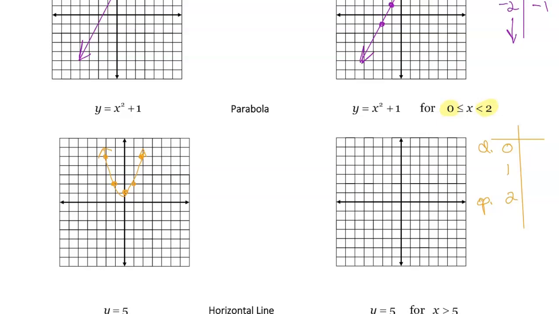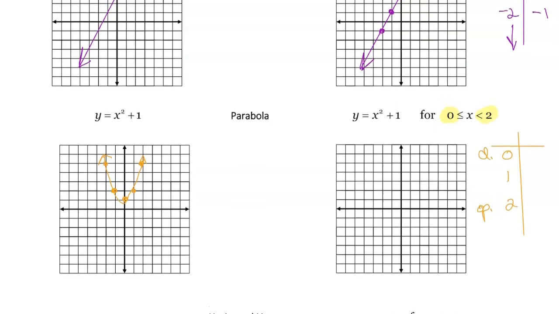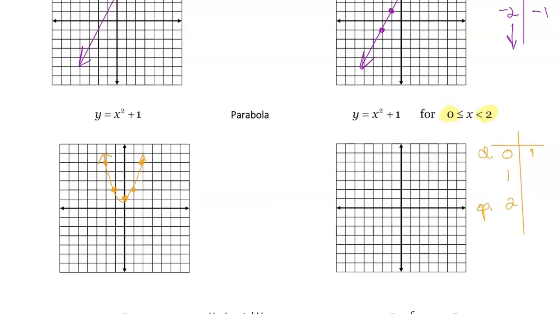Plug in a 0. You get 0 squared plus 1 is 1. Plug in a 1. You get 1 plus 1 is 2. And you get 5 here. Okay, so now let's go ahead and plot that. This is x, this is y.